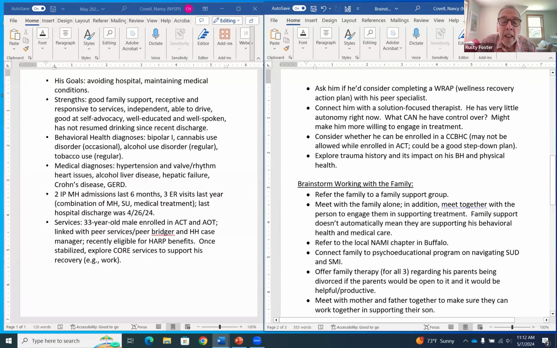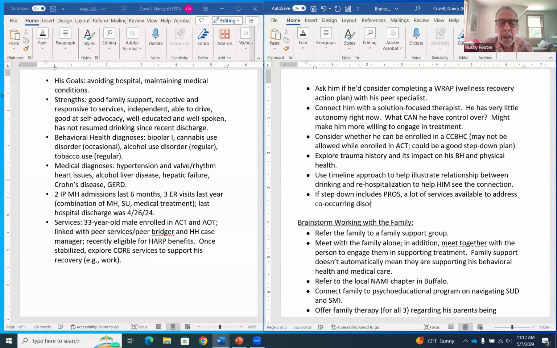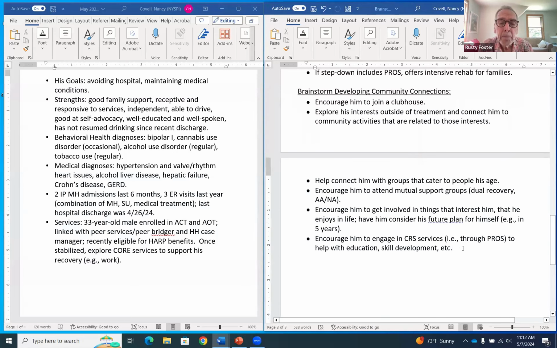Other things around community, we know that he's in the Peer Bridger program, and he has a peer specialist that works with him. Any other ideas? Any other thoughts on this? Helping him have a bigger support system than just his mother and father. People have offered some things like PROS programs, which would also expand his social support. I know he's going into the ACT, so my sense is that he can't be in ACT and PROS at the same time.